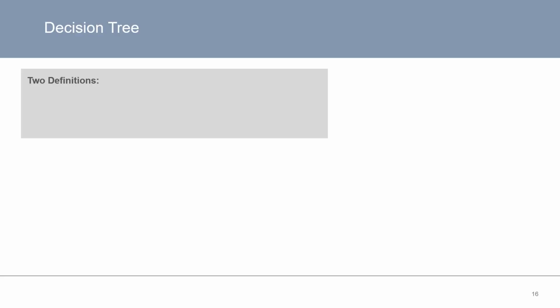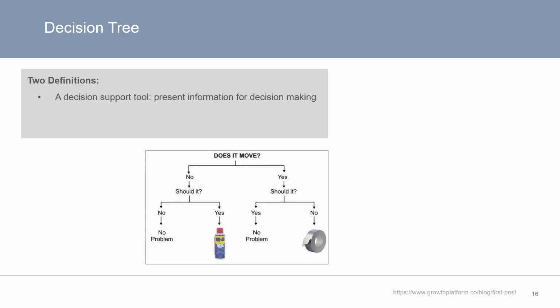It's worth noting that we can think about and define decision trees in 2 ways. The first is as a decision support tool, which is simply a knowledge representation framework that presents information to facilitate decision-making. Consider this example where we want to decide what resource to use in making a home repair. At the top of the tree, we ask, does it move? If it doesn't, then we ask, should it? And if so, we want to use WD-40. And if not, there's no problem.